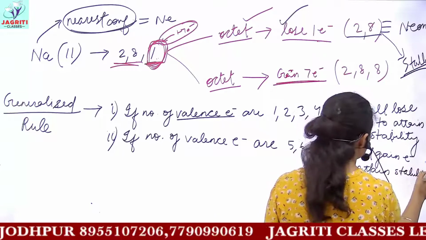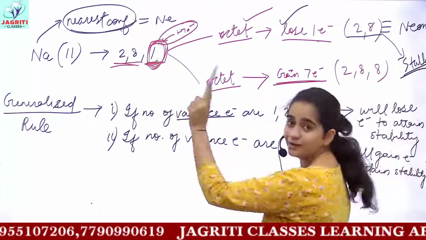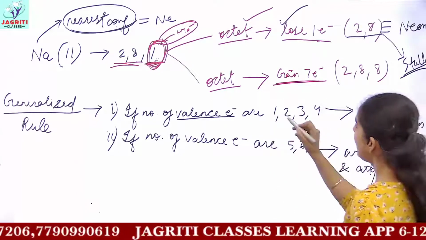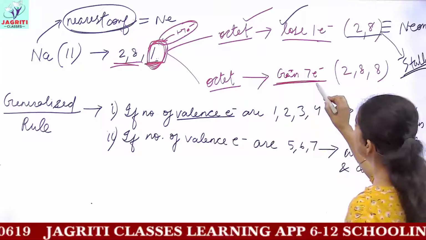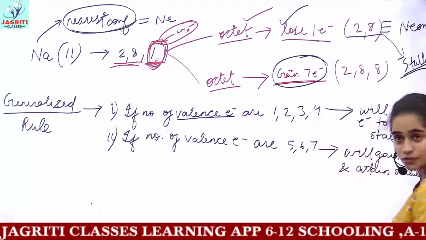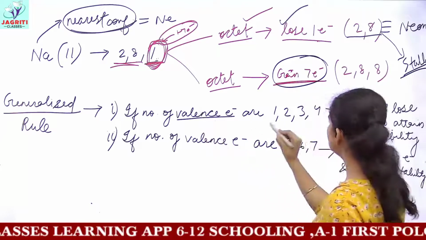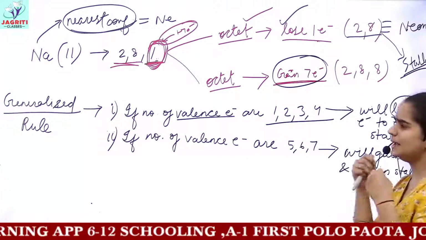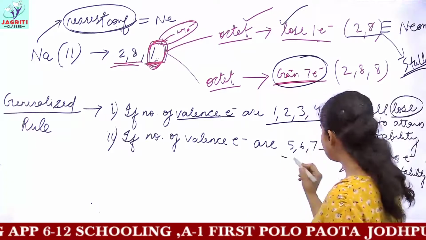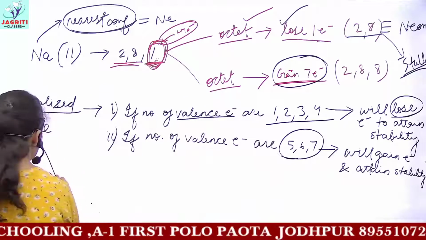Because we have just now seen that the valence electrons present in sodium were 1, a single electron, and it is easy to lose 1 electron and it is very difficult to gain 7 electrons. So I have made a generalization. If the number of valence electrons are 1, 2, 3, 4, then they will lose these because they are easy to lose.